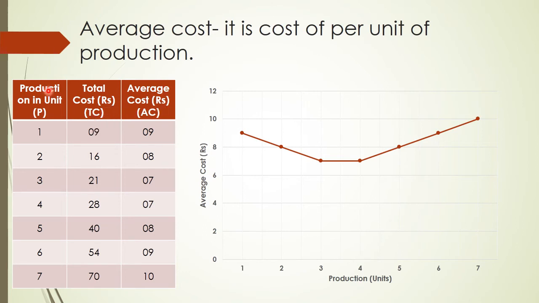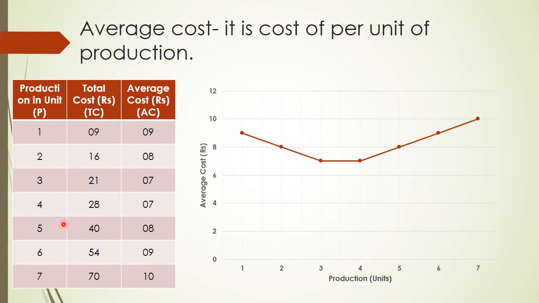Let us understand with the help of an example. This is your production in units, total cost, that is fixed cost plus variable cost, and this is your average cost. Average cost is total cost divided by the output or total production. If you produce 1 unit, then your total cost is 9 rupees. So average cost is 9 divided by 1, that is 9 rupees. If you produce 2 units, then your total cost is 16. So your average cost will be 16 divided by 2, that is equal to 8 rupees.